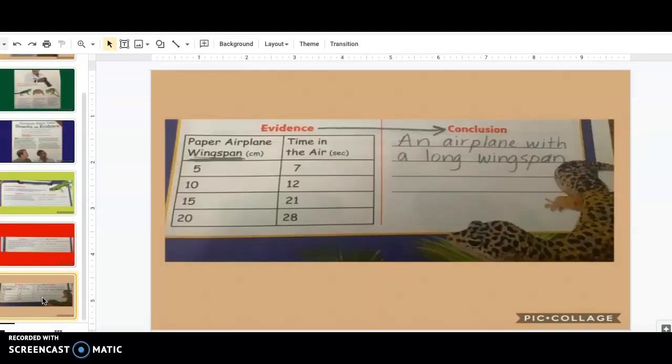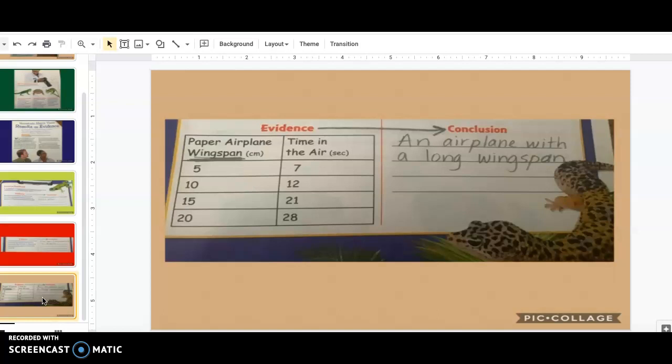And the last one here is a table showing the paper airplane wingspan. Wingspan is how long the wings are from one side of the wing all the way across the plane to the other side of the wing. And those numbers are measurements in centimeters. So these are paper airplanes. And notice the numbers are going up, starting at 5 centimeters, then to 10, 15, 20. And then this investigation was measuring how long the paper airplane could spend in the air. And they timed it. And the first time was 7 seconds, then 12 seconds, then 21, then 28.